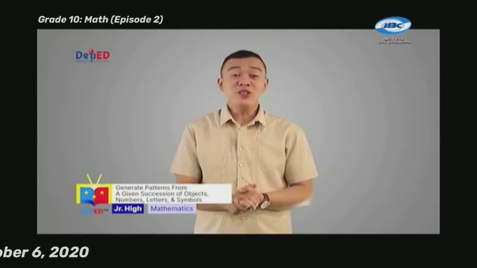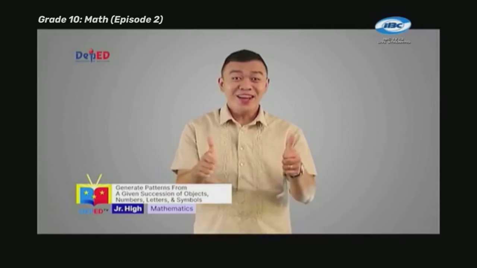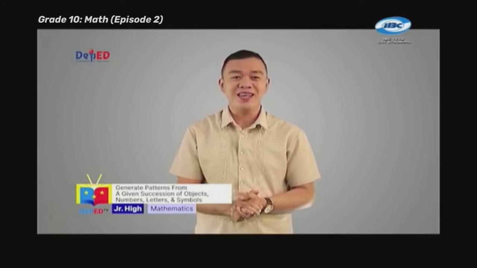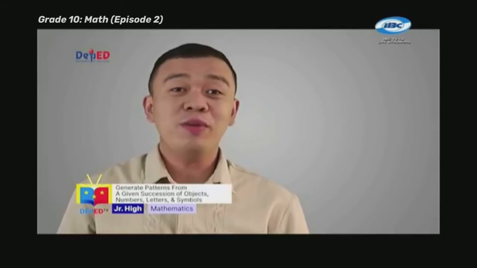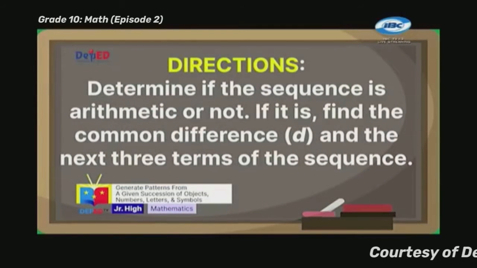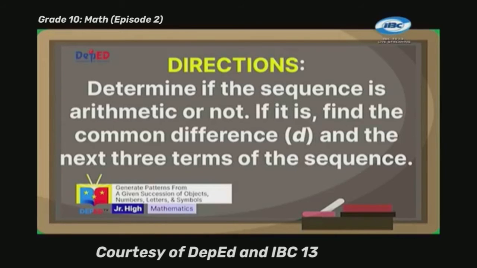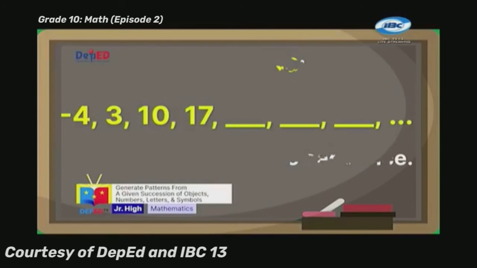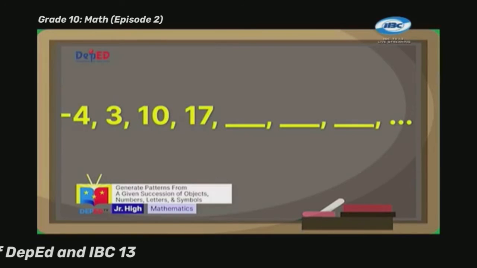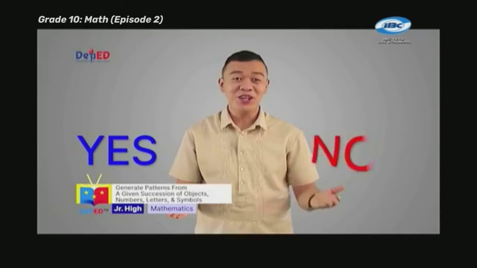Is arithmetic sequence more clear this time? Great! Let's move to the first activity. From the discussion on arithmetic sequence, solve the problems that follow. Determine if the sequence is arithmetic or not. If it is, find the common difference and the next three terms of the sequence. For the first item, -4, 3, 10, 17. Is this an arithmetic sequence? Yes or no?